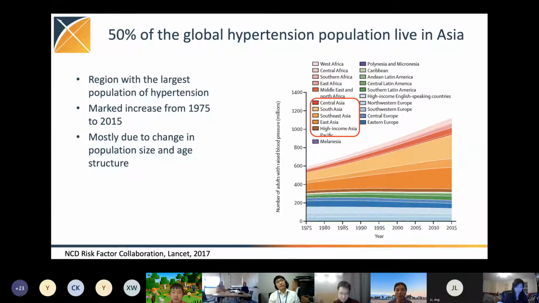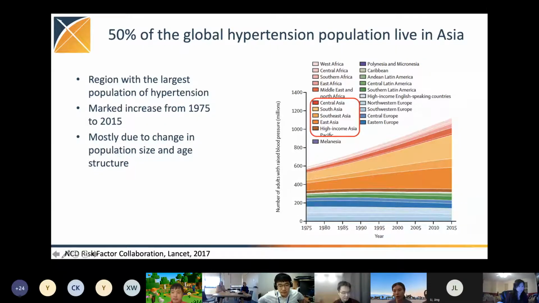So in 2015, there were about 1 billion adults in the world with hypertension, and nearly half of these people live in Asia Pacific countries. This region accounted for about 60% of the total population in the world, and it's the region with the largest population of hypertension in the world.